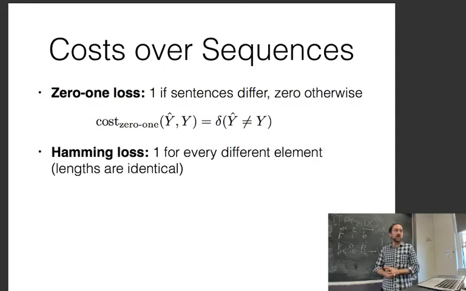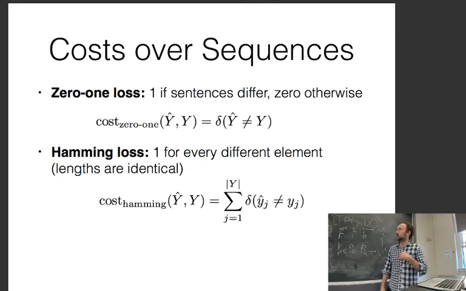We can also think of the Hamming loss. So the Hamming loss is every time we make a mistake, we pay a loss of 1. So now our loss is just the sum of all of the mistakes that we make in the sequence. So this is better because let's say we have a part of speech tagger. We would rather have it make 1 mistake instead of making 3 mistakes. So you get a bigger cost when you make 3 mistakes than when you make 1.